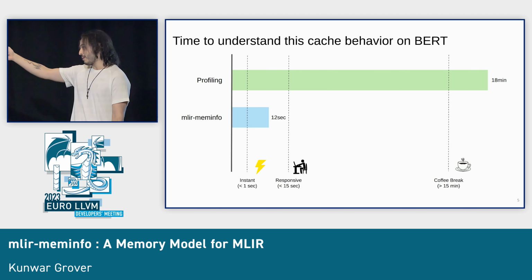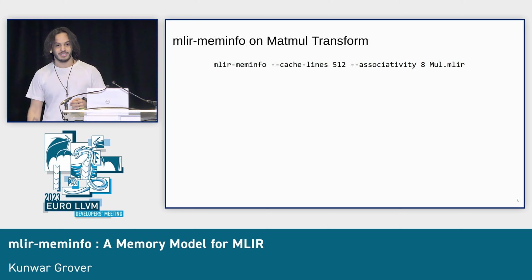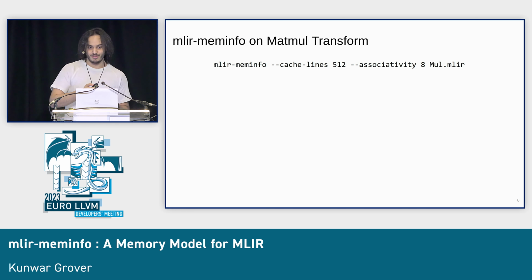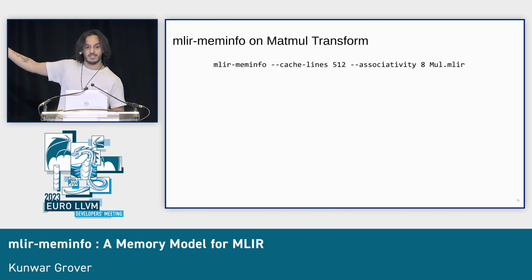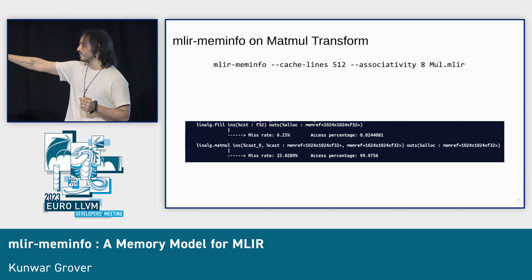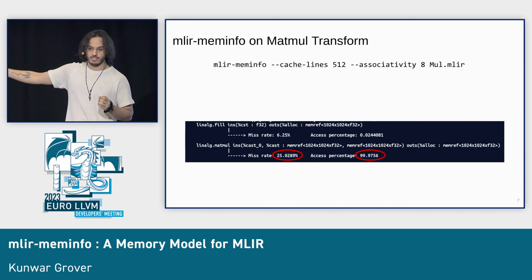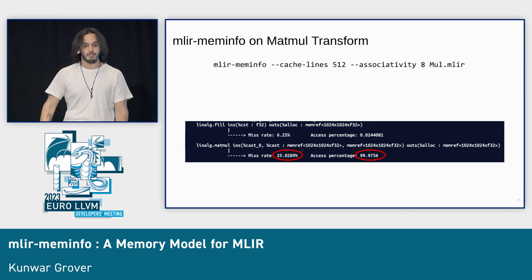So this is where MLIR MemInfo comes in. Let's see it in action. I pass MLIR MemInfo the cache parameters of the L1 cache of my machine, which has 512 cache lines and 8-way set associativity. I run this on the original matrix multiplication code that we had. It gives us some output, and let's focus on something that matters to us. It tells me that this linalg.matmul operation accesses 99.97% of all the memory accessed by the program, and it has a miss rate of 25%.